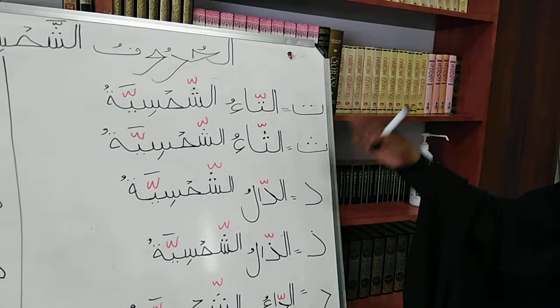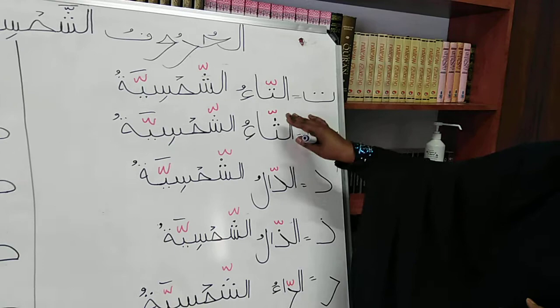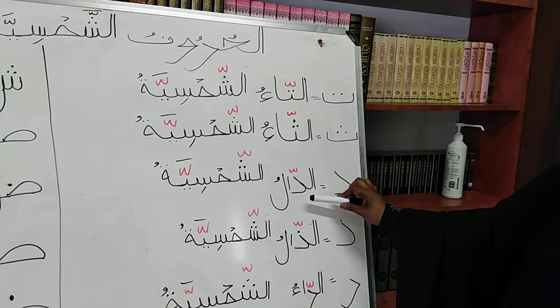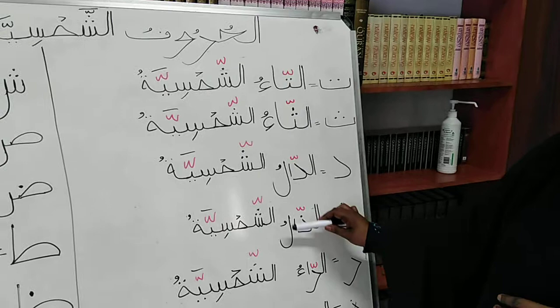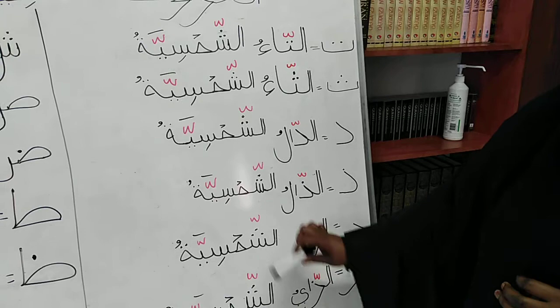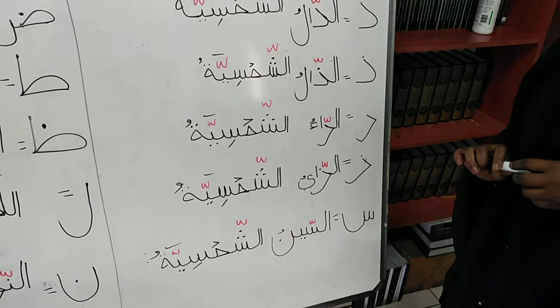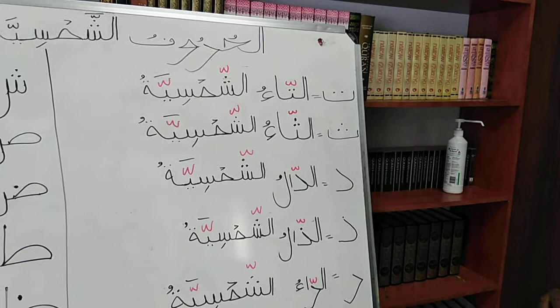Ata'u shamsiyatu. Adalu shamsiyatu. Ara'u shamsiyatu. Azayu shamsiyatu. Asinu shamsiyatu. Alright, so this is the first group of the letters of the sun.